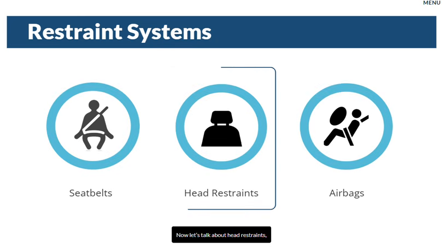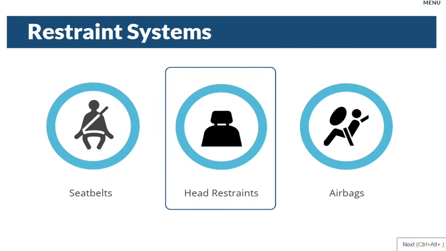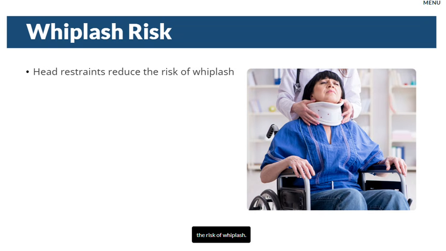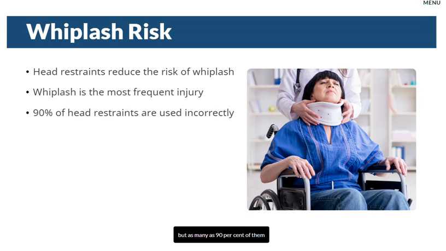Now let's talk about head restraints, why they're important, and how to adjust them to help prevent injury. The purpose of head restraints in a vehicle is to reduce the risk of whiplash. Whiplash is the most frequent injury in vehicle collisions. Over 70% of vehicles have adjustable head restraints, but as many as 90% of them aren't adjusted correctly for the person sitting in the seat.